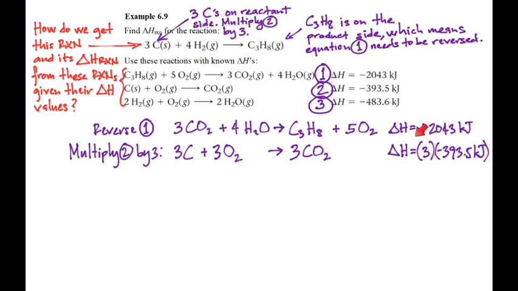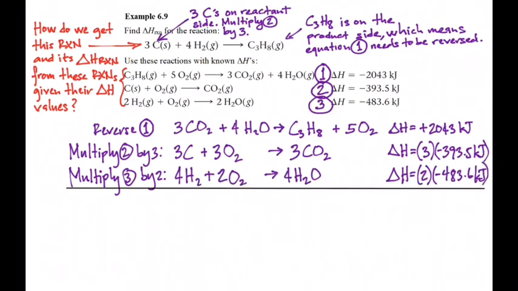All right, so as you can see here, we multiplied reaction number 2 by 3. So now we have 3 carbons, 3 oxygen gas, 3 carbon dioxide gas. And the delta H was also multiplied by 3. And for the last one, we would multiply it by 2 because of the fact that we have 4 hydrogen gas on the reactant side. And here we only have 2. So we would multiply this entire equation by 2. And so does the delta H of reaction.